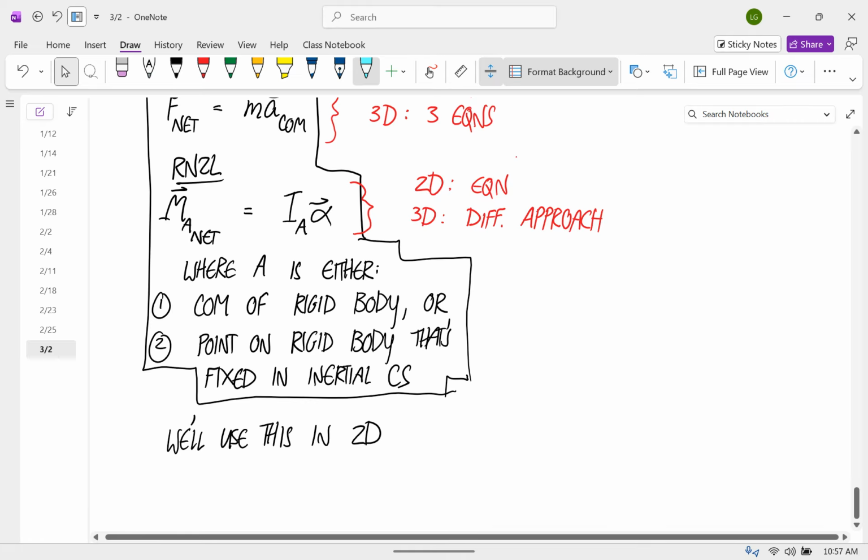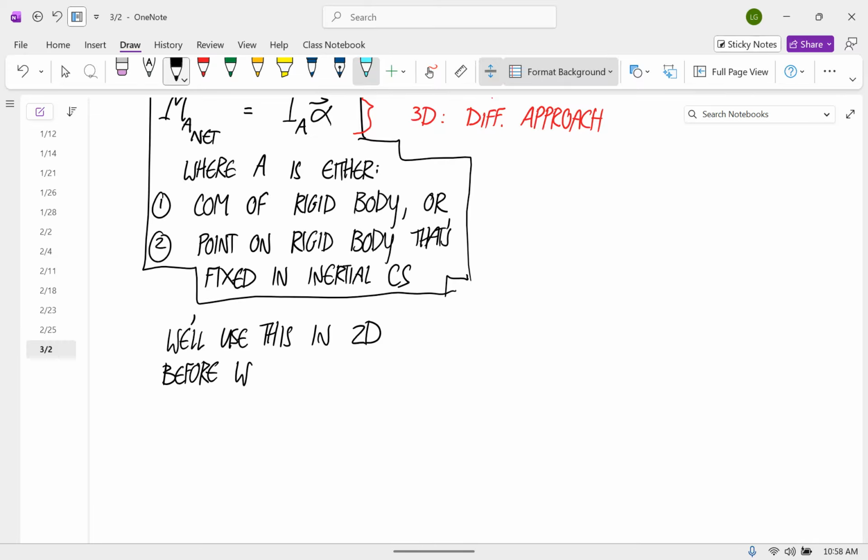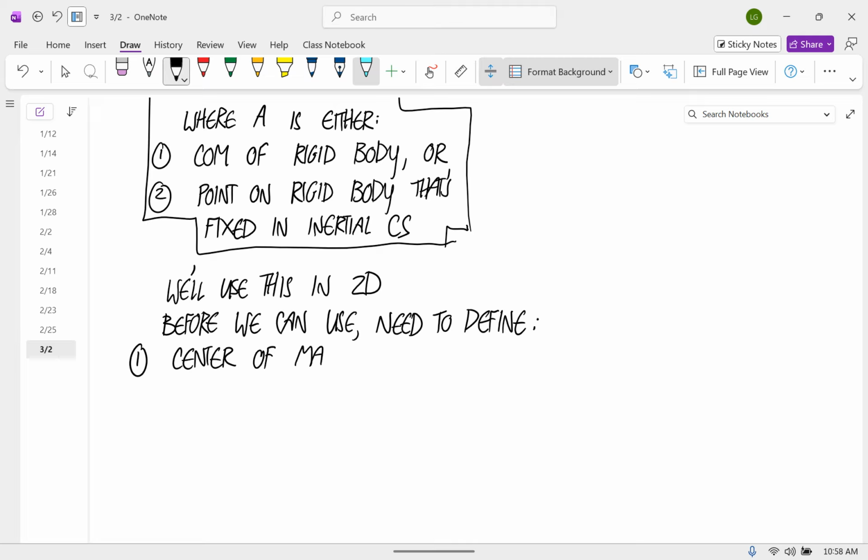If you look at these, there are a few things we have to define before we can start using this equation. The first one is the center of mass. We're going to do that in terms of the centroid, and we'll talk about when those are the same thing and when they're different things. The second one is the mass moment of inertia about a point.